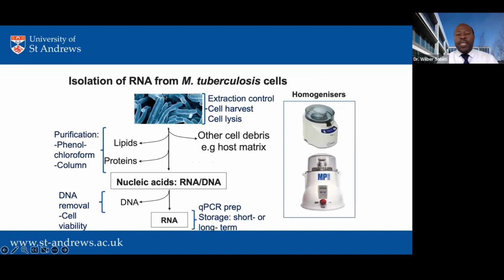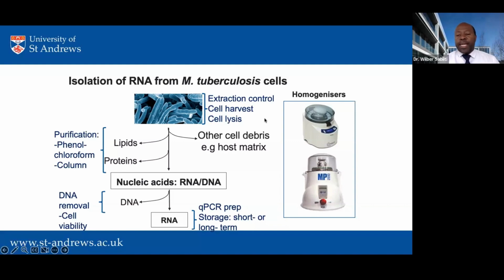So how do we isolate RNA? We start with a sample from whatever vessel has been brought in. At this stage, an extraction control is spiked into the sample. Then centrifugation is performed to harvest or sediment the cells. And then this is followed by lysis.